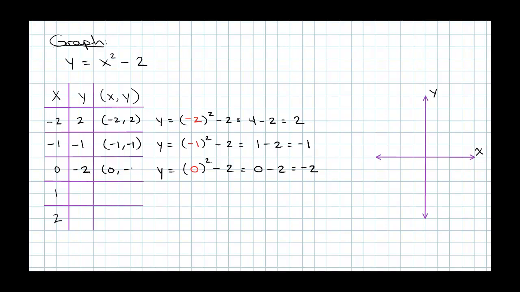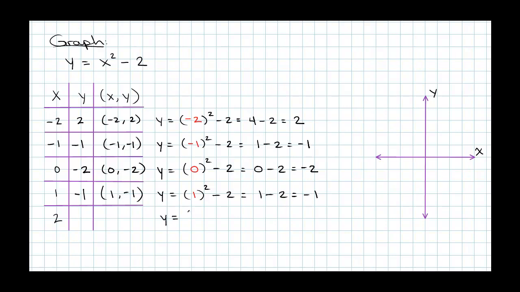Now we're ready to substitute the next one. Oh yeah, and that ordered pair is 0 comma negative 2. Let's substitute a 1 now for x, so it's going to be 1 squared minus 2. 1 squared is just 1 times 1, which is 1, and 1 minus 2 is a negative 1. So that ordered pair is 1 comma negative 1.